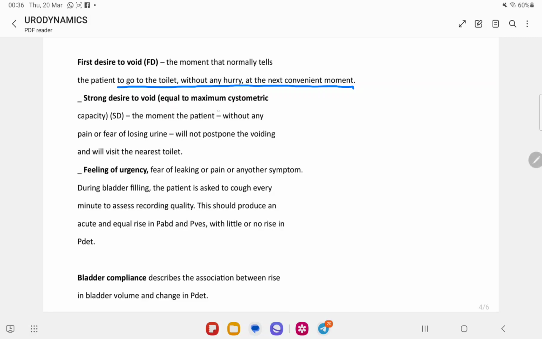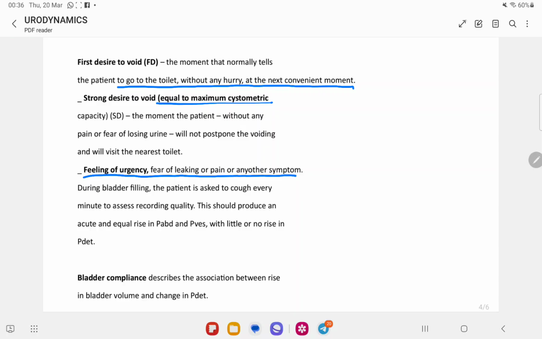The strong desire that I already told you is equal to the maximum cystometric capacity. It is the moment the patient feels that they will lose urine, and they cannot postpone the voiding and will visit the nearest toilet. Feeling of urgency. So this is the feeling of leaking or fear of leaking or pain or any other symptoms.